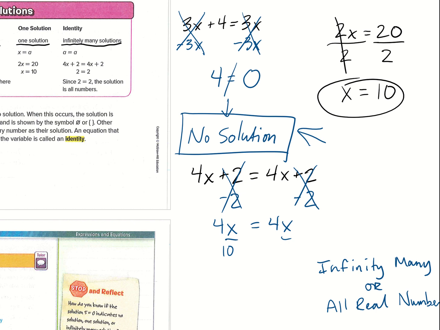If I were to plug in -2, just to show you an example of a negative, that would give us -8 equals -8. So the reason it's infinitely many is because anything you plug in for x there and x there, it's going to be equal on both sides.